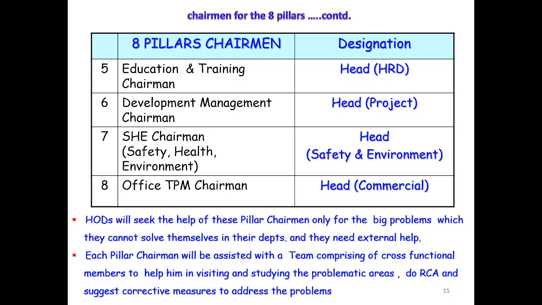HODs will seek the help of these chairmen only for such problems which they cannot solve themselves in their department, and they need expert external advice and help. Each pillar chairman will be assisted by a team comprising cross-functional members to help in visiting and studying the problems at the respective sites, interact with shop floor personnel, study their present and past problems, collect relevant data, analyze them, do RCA, and suggest corrective actions to be taken for solving these problems. If need be, the pillar chairman concerned will arrange necessary resources to solve the HOD's problem.